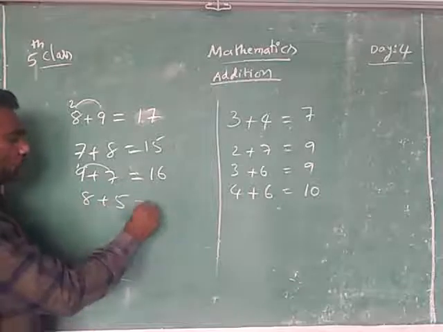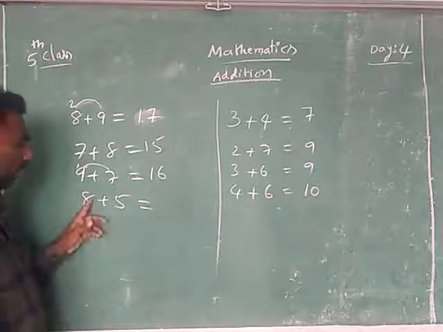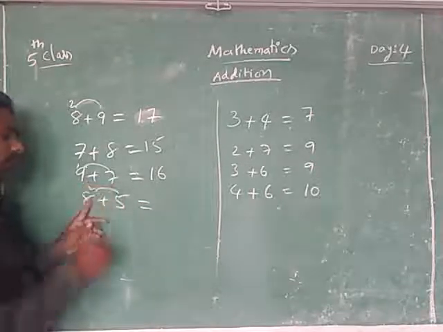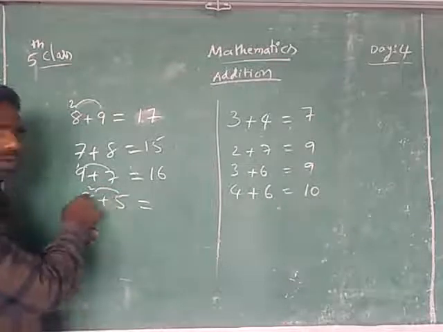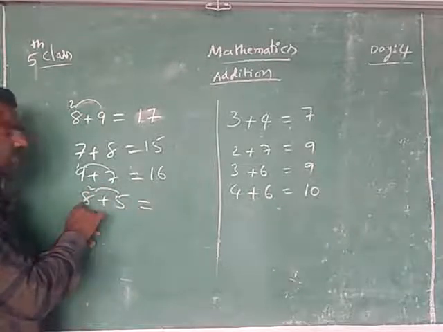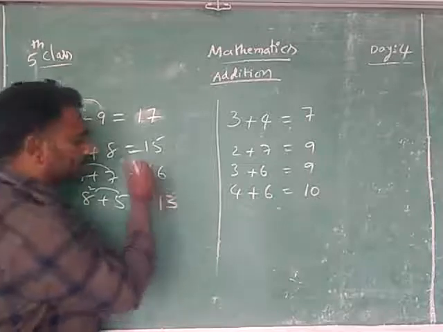8 plus 5. 8 needed 2 to make the round figure. It becomes 10. You have given 2 here. How many are left here? 3. Means 10 and 3 will become 13.